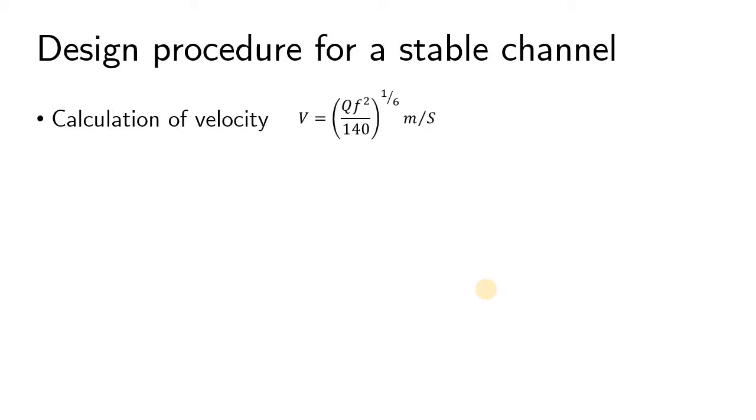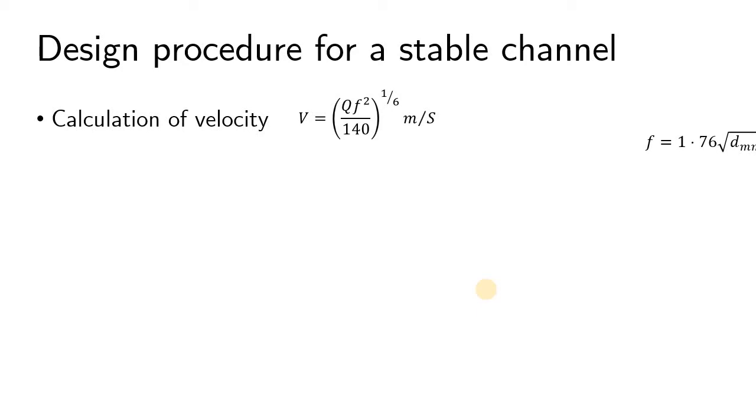Let us look into the design procedure for a stable channel according to Lacey's theory. First thing is to calculate the velocity. We calculate the velocity from this equation: V equals (Q f squared divided by 140) whole to the power 1 by 6. Velocity is obtained in meters per second, where Q is in cubic meters per second and V is in meters per second. That's the velocity. And how do we calculate f?